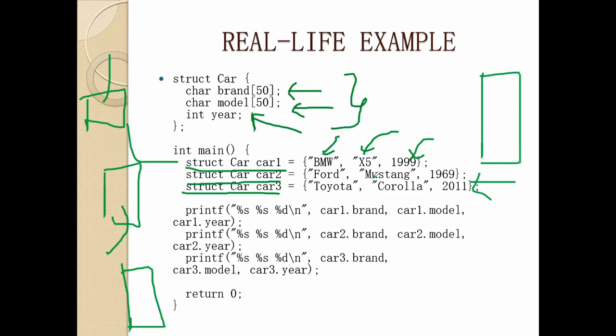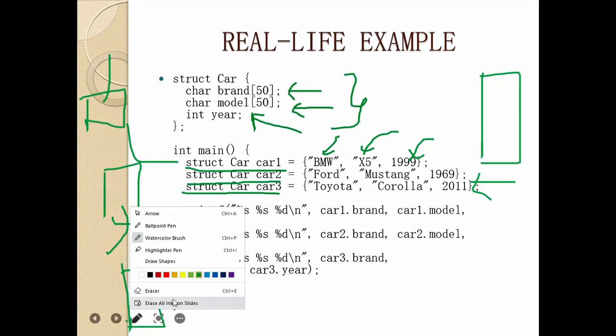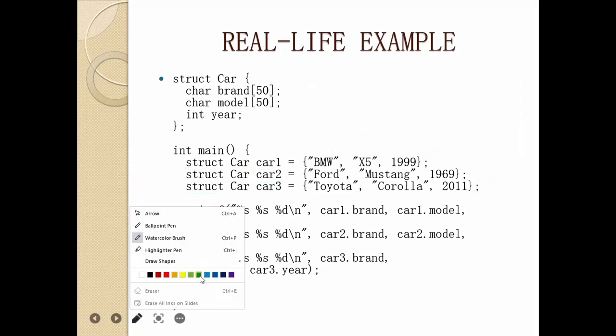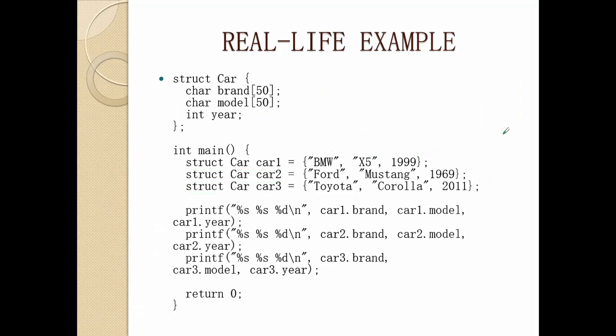Right, and now if we are going to print car1.brand, then first it would go to car1. So here it is car1. Now it would go to brand. So for brand it is going to print BMW. So this is how the values can be printed for all the structure variables that are declared.